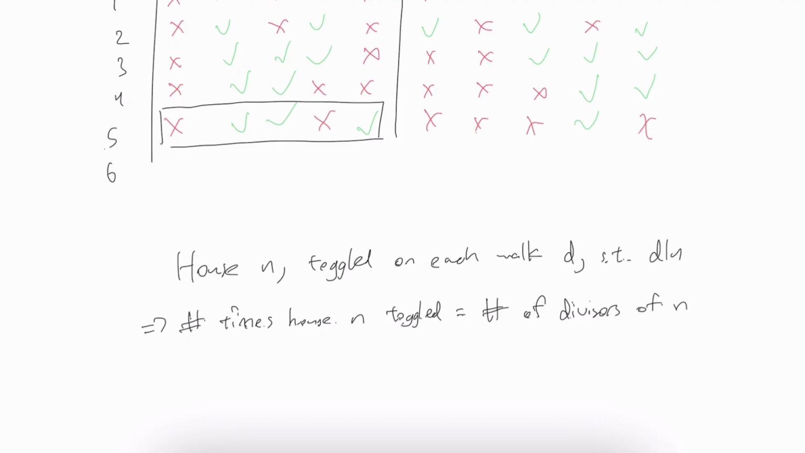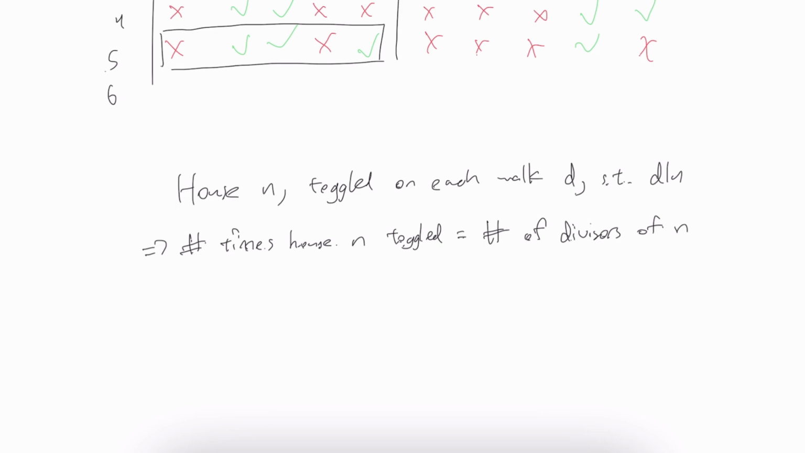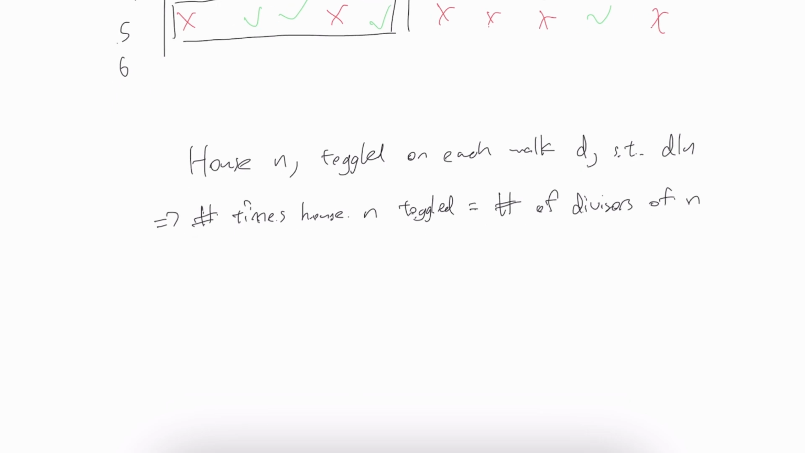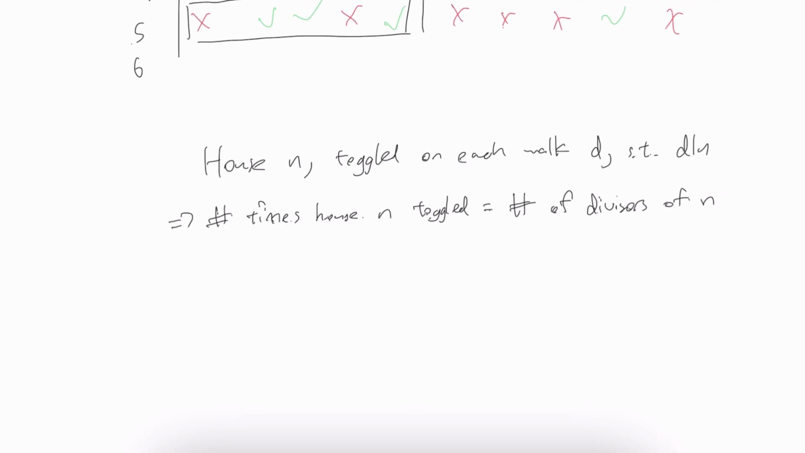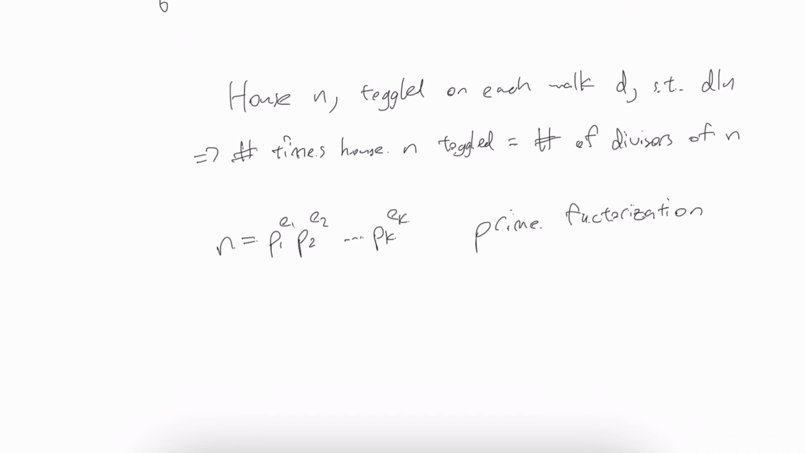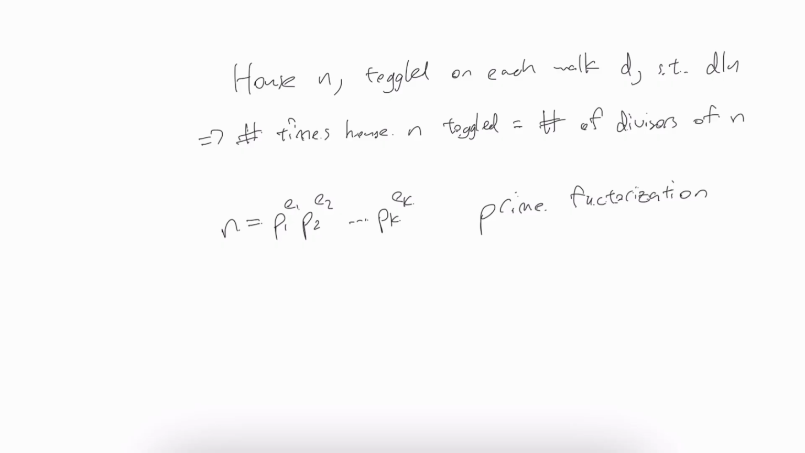Right, so now, how do we find the number of divisors of n? I guess one way to do this is to look at the prime factorization of n, right? If n is equal to p1 to the e1, p2 to the e2, all the way to pk to the ek, this is a prime factorization.